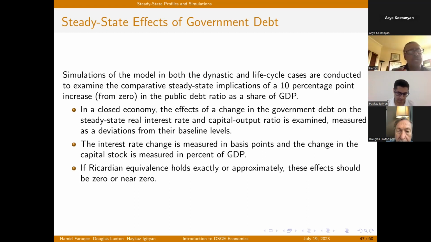And that'll help us benchmark how far away we are from the Ricardian equivalence version of the model, when you get to the infinite horizon where P equals 0, and you're back to a Ramsey model where Ricardian equivalence exactly holds, and those effects should all be 0. We'll look at how far away from 0 we can get across different versions of the model. Next slide, please.